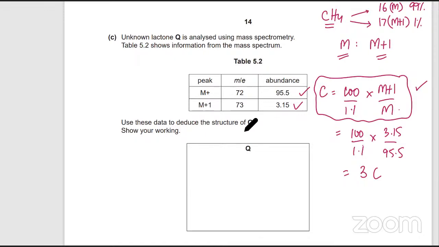Use the data to deduce the structure of Q. So there's an unknown lactone Q. You just got three carbon atoms. Lactone first: he's using the word lactone, so that means it's a cyclic ester. So it's a three carbon atom ester. So double bond O, and O. There's going to be two H's with this one.